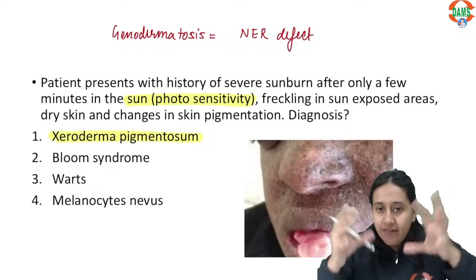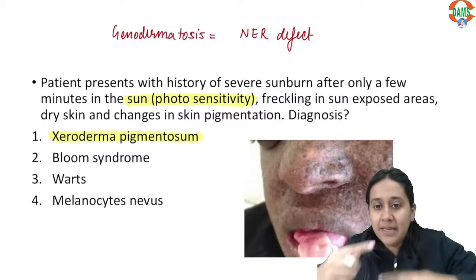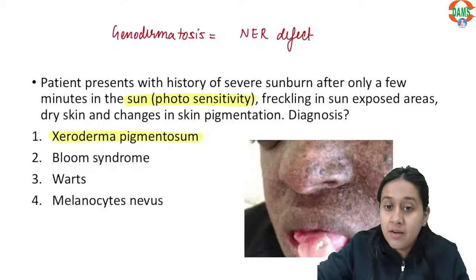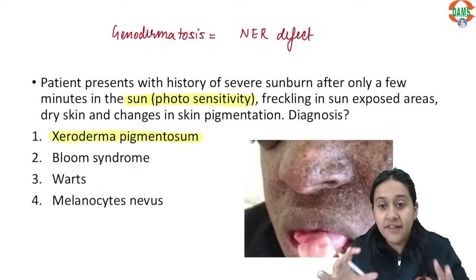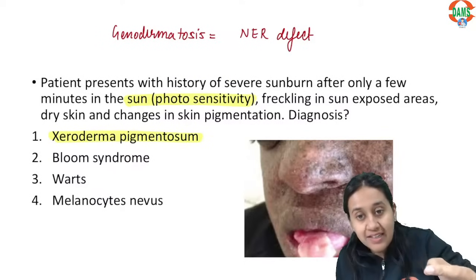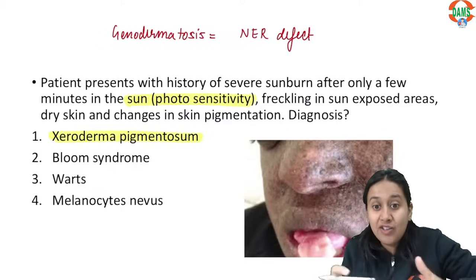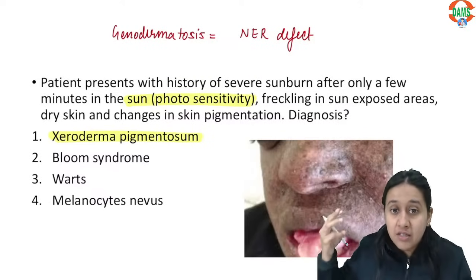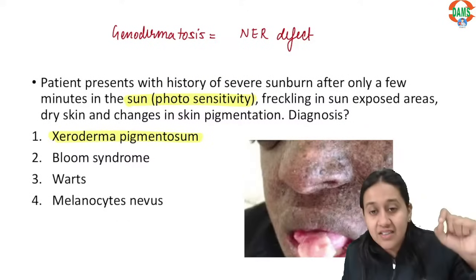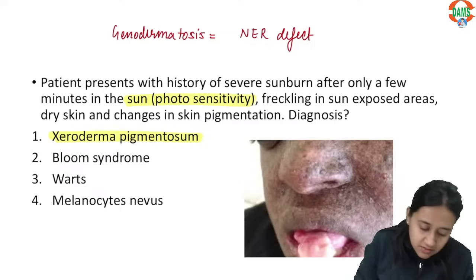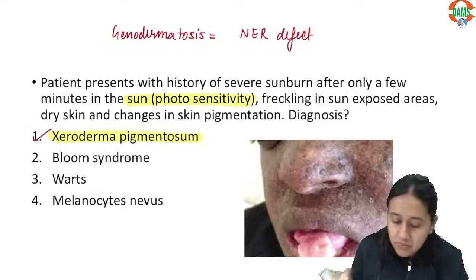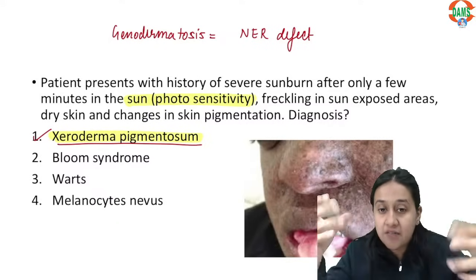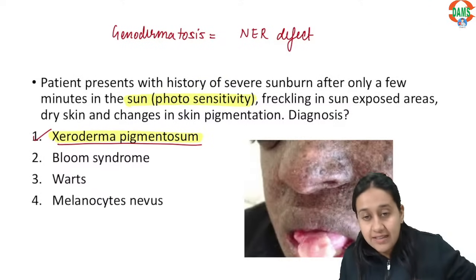So what does it do? Whatever damage is occurring due to sunlight, these reparative mechanisms are taking care of it. But there are some patients where this repair mechanism is defective. So whatever sun damage is occurring is not getting repaired, and it will start accumulating, giving rise to changes on the skin like sunburn, freckles, skin pigmentation, and skin cancer. One of the examples is Xeroderma pigmentosa. In Xeroderma pigmentosa, there is freckling, there is photosensitivity, and increased skin cancer risk.